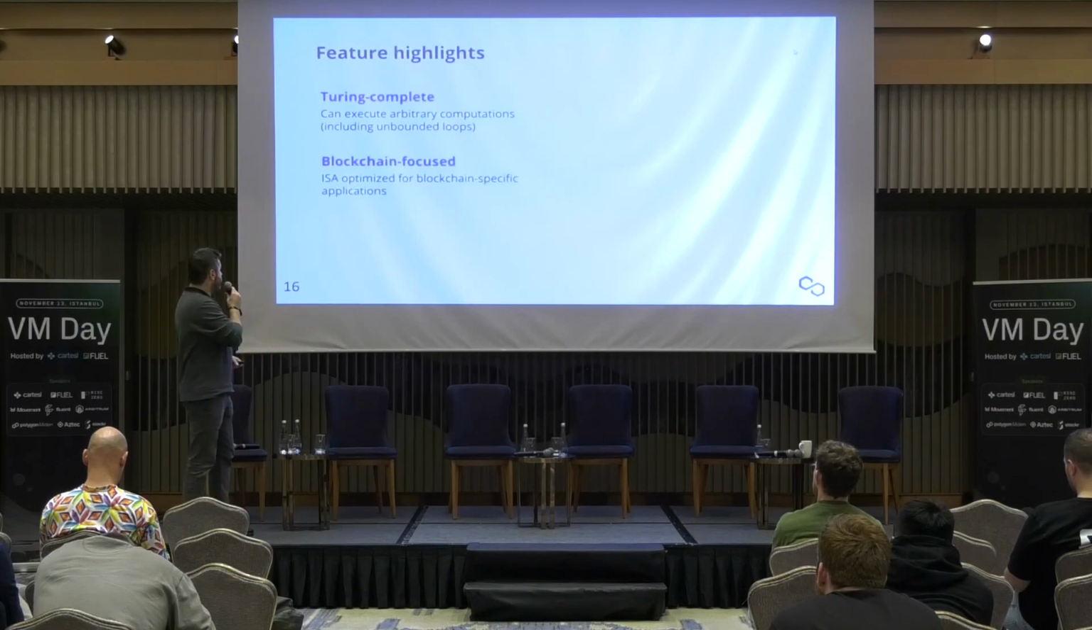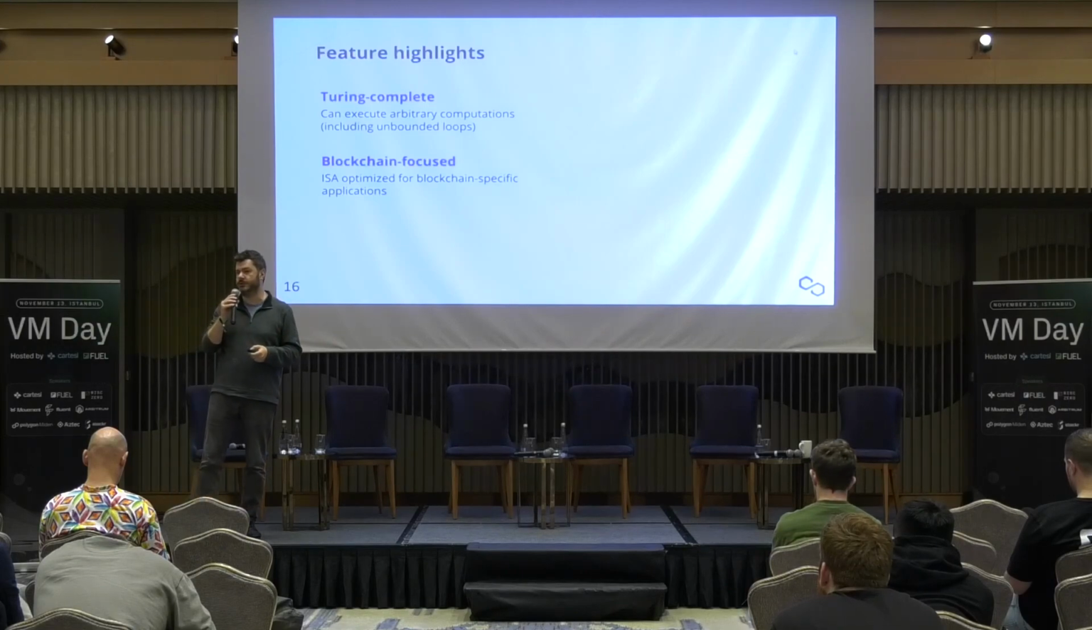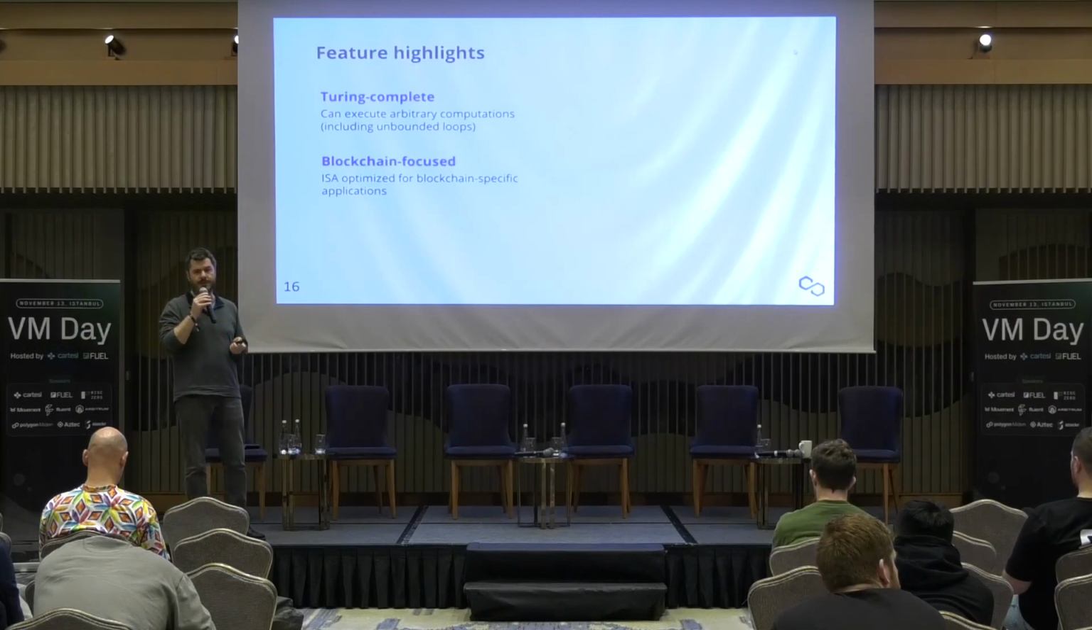The second one is that we want to have something blockchain focused. So we designed an ISA specifically that targets or optimizes for things that are relevant for blockchains. I'll list some examples later. But, for example, verifying Merkle proofs should be efficient, hashing should be efficient, and certain other operations should be efficient, and so forth. So we gave priority to those.